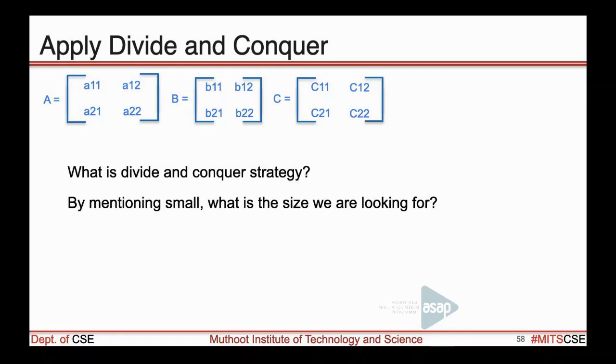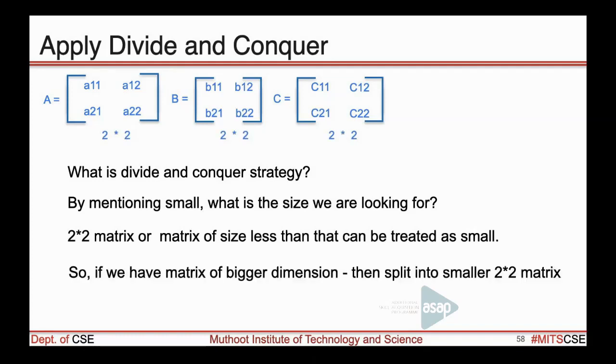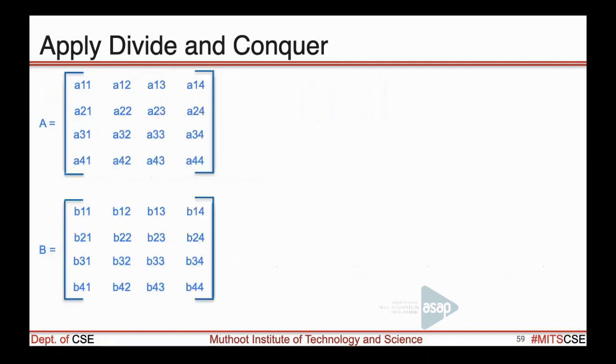So what is the divide and conquer strategy? It means we need to divide the problem into sub-problems which are small. By small, what is the size that we are looking for? We are looking for matrices which have size less than or equal to 2 into 2. So what happens if we have a matrix of larger size? Then we have to split the matrix in order to make it 2 into 2 or less. Okay, so let's see how the process works.